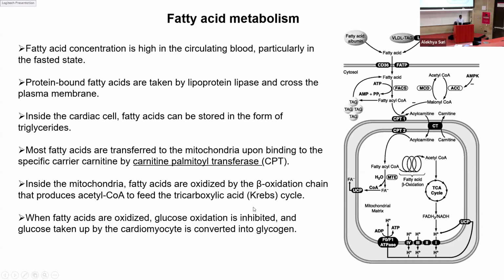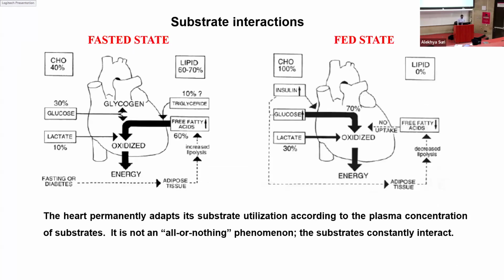So the most important regulatory step is the carnitine palmitoyl transferase, which transfers the fatty acid from the cytoplasm to the mitochondria. And this step is also accelerated during catecholamine stimulation to increase the energy production. Okay, so the most important one is substrate interaction. As I said, the cardiac muscle is metabolically omnivore, so it can utilize any type of substrate available.